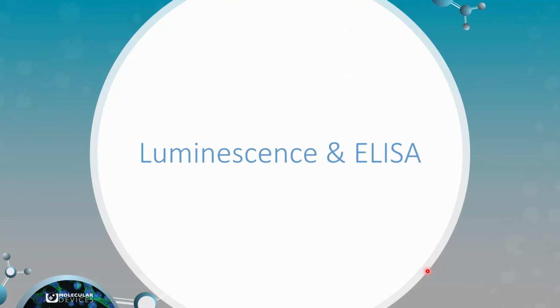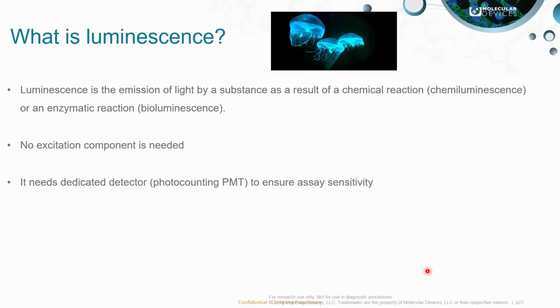Now we will have a look into luminescence and ELISAs. Firstly, again, we will look at the principle of luminescence. It is the emission of light by a substance as a result of a chemical or enzymatic reaction. No excitation component is needed. However, it needs a dedicated detector, which is a photomultiplier tube in photon counting, to ensure assay sensitivity.